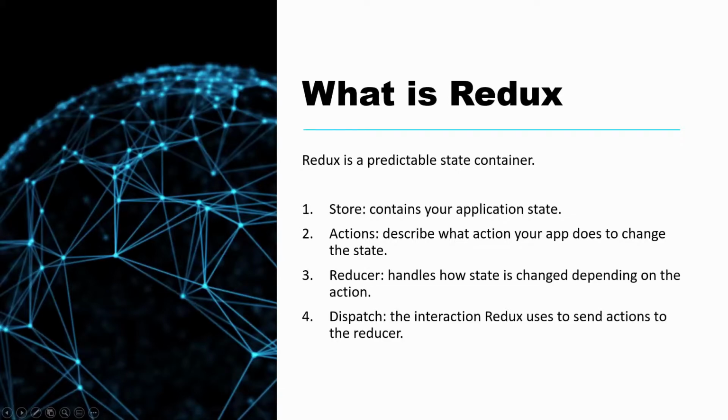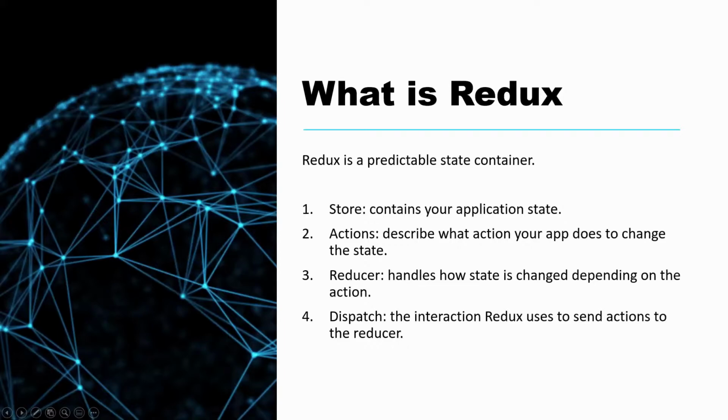Redux comes with several concepts. The first concept is what's called a store. The store is basically a place that stores the application state. It manages all the state in your application altogether. And we also have the actions. The actions describe what your app does to change the state. An example of an action could be signing in to your application. An action could be called a sign in action.